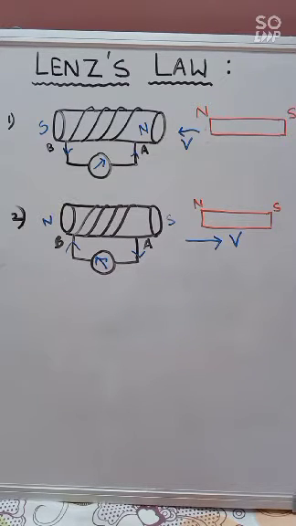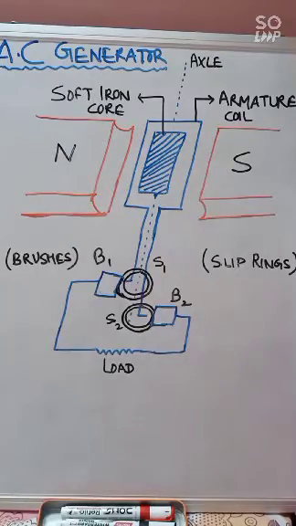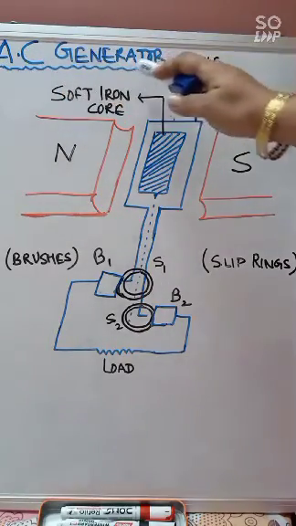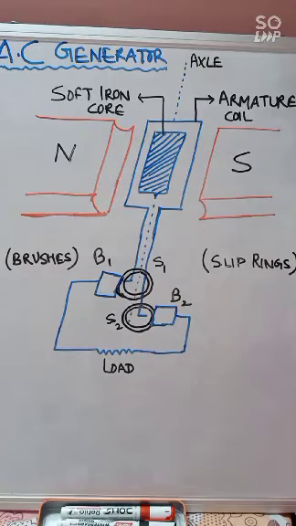Now let's work on the application of this concept, that is electromagnetic induction, and the concept we are going to talk about is the AC generator. So let's talk about it. Now this is the diagram of the AC generator, right? So first of all, we need to understand what an AC generator is. An AC generator is a device which converts mechanical energy into electrical energy using the principle of electromagnetic induction.